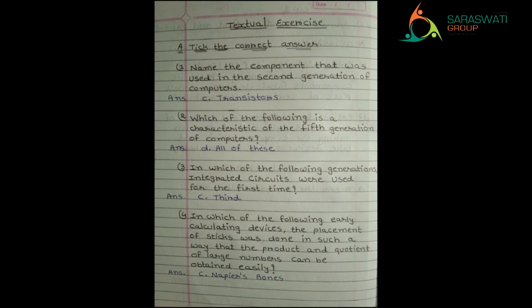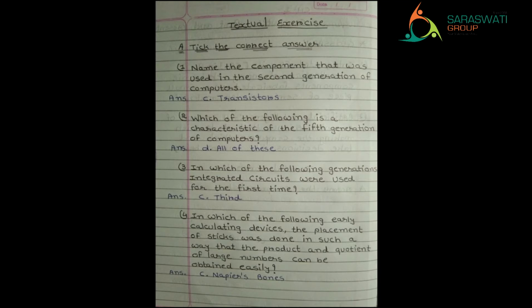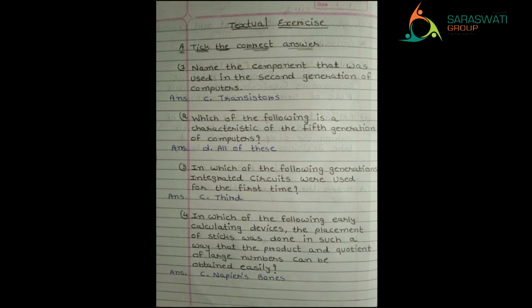And option C: they are able to respond to their surroundings using different types of sensors. That means all three characteristics are actually correct for the fifth generation. So what is the correct answer? Yes, option D, all of these.